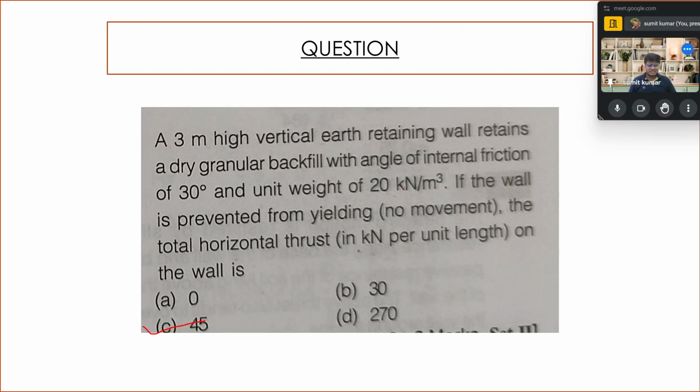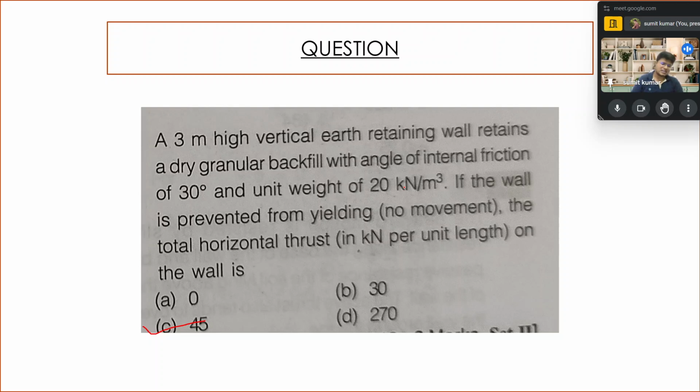The next question is stating that a 3 meter high vertical earth retaining wall retains a dry granular backfill with angle of internal friction 30 degree and a unit weight of 20 kilonewton per meter cube. If the wall is prevented from yielding, no movement, find the total horizontal thrust in kilonewton per meter. This is also one of the most basic problems. First of all, you have to calculate 1 by 2 K gamma H square, that is acting at H by 3 from the base. Then a horizontal thrust F must be acting at the center, that is H by 2.